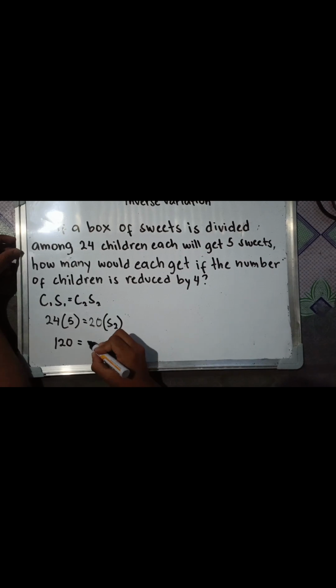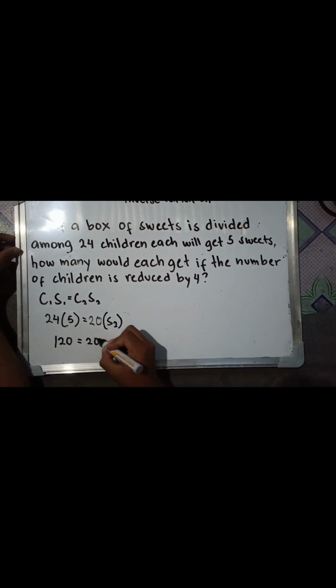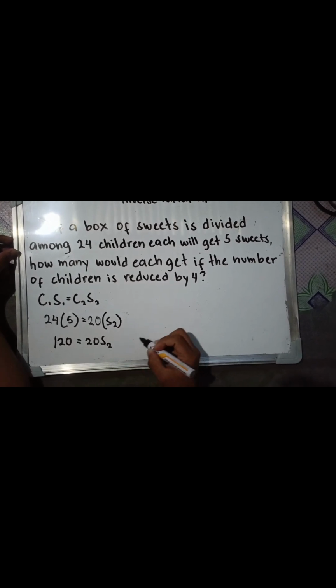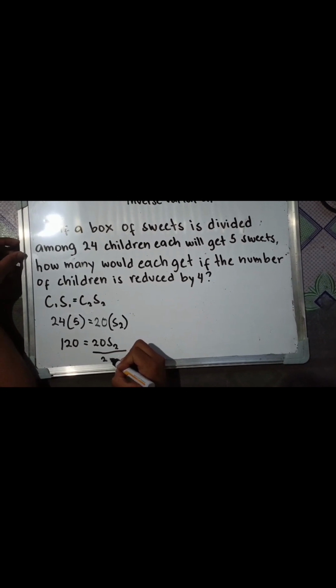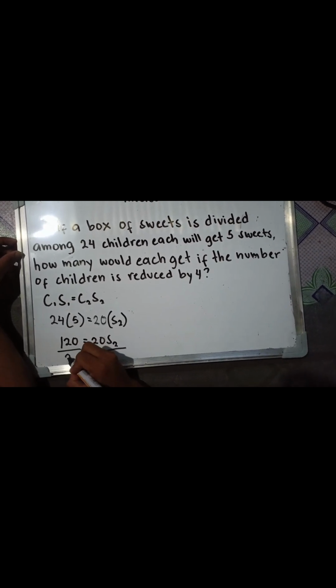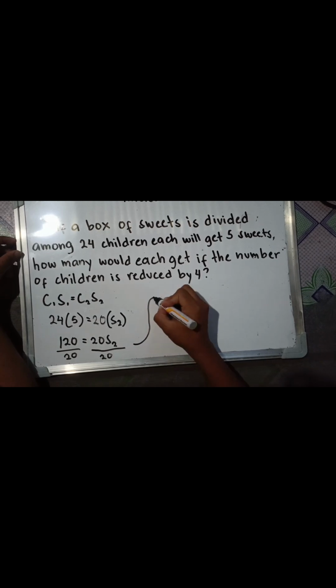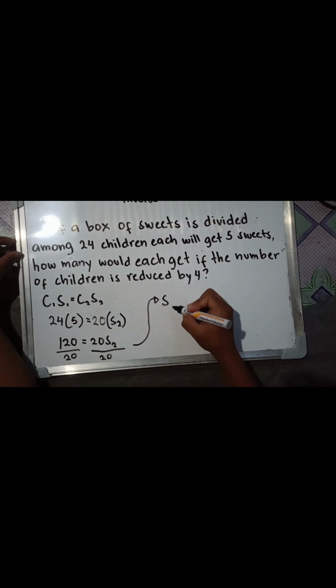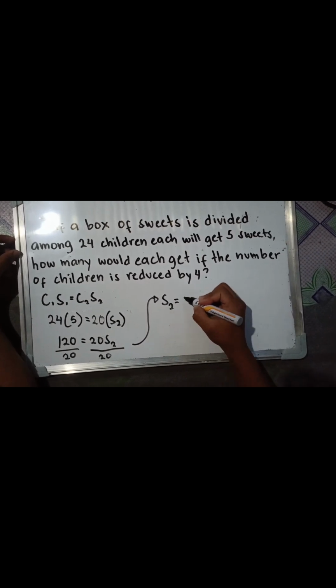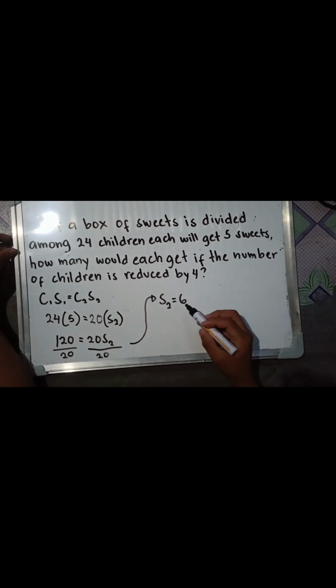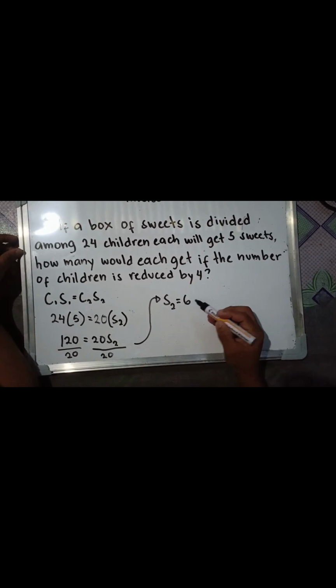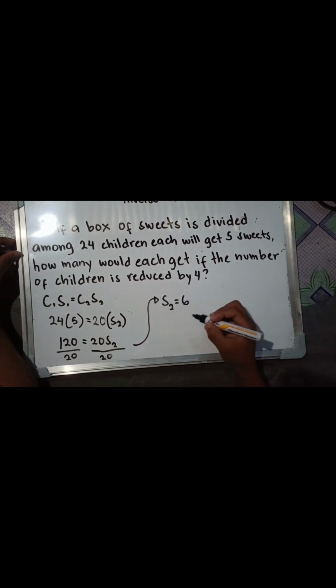equals S sub 2. We divide both sides by 20, and our S sub 2 is equal to 6. This is the total of sweets given to the 20 children, reduced by 4.